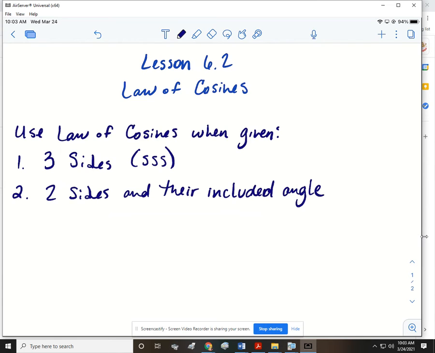If you remember from law of sines, they also use it when you have two sides and an angle. For law of sines, it was two sides and an angle opposite of one of them. For law of cosines, it's two sides and an angle in between. You'll know it's not opposite, that it's between, when the angle label doesn't match either of the sides' labels.